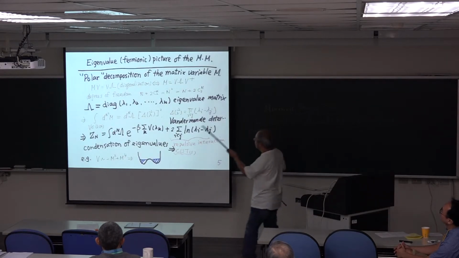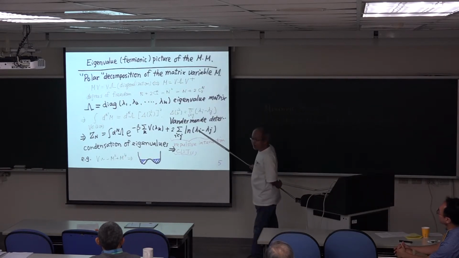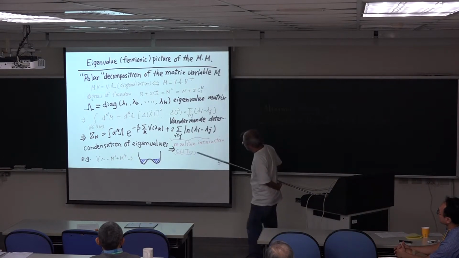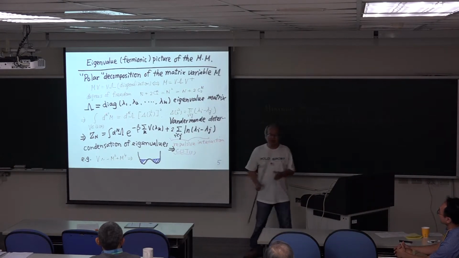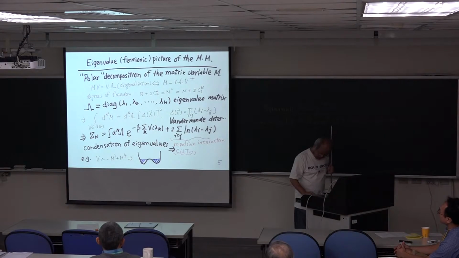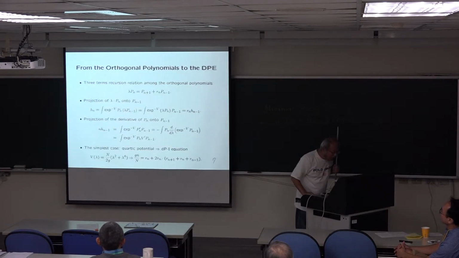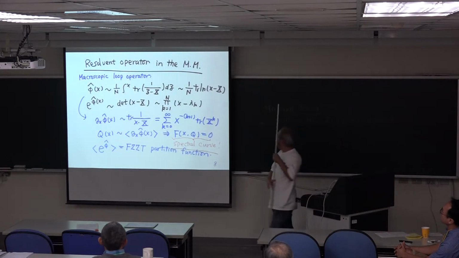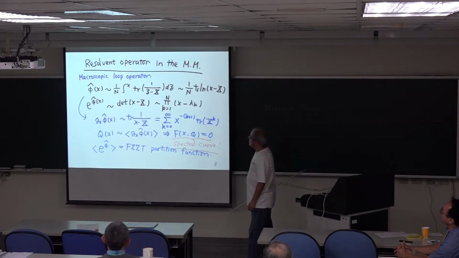Yeah. I say that once you introduce the lambda variables, because of the repulsive interaction, they can condense. So every single eigenvalue acts like a pole. If you sum up the poles, you get a cut. That's what I mean by condensation. Okay, why is this interesting?